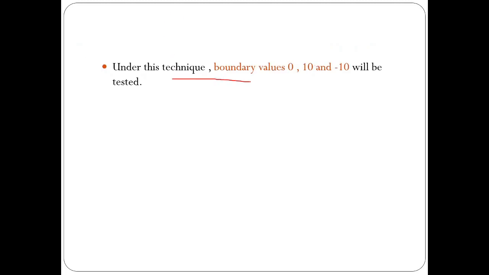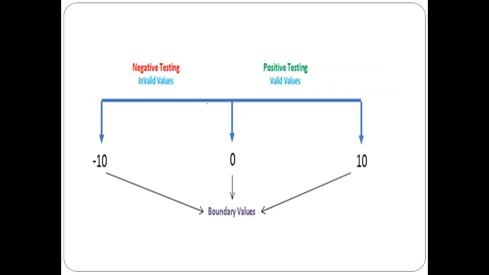Under this technique, which are the boundary values? 0, 10 and minus 10. That means negative values are invalid data. So this is the partition; two partitions are done here. This is the valid partition, where any value between 0 and 10 should be accepted, and all other values are invalid. If the value is less than 0, it is invalid, and if the value is between 0 and 10, it is positive testing. And which are the boundary values? These boundary values are very important because they decide whether the values are valid or invalid.